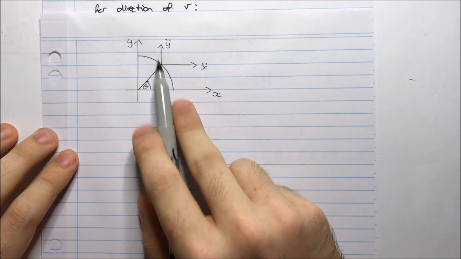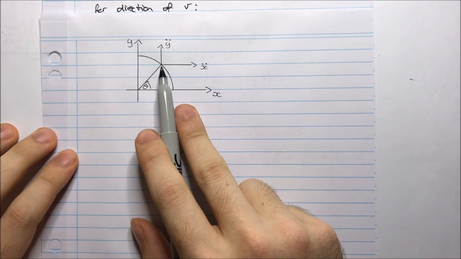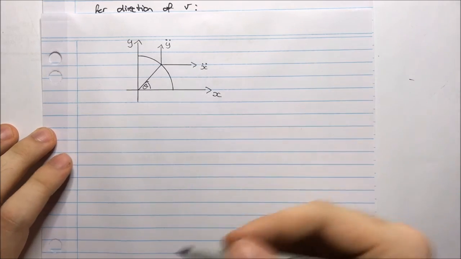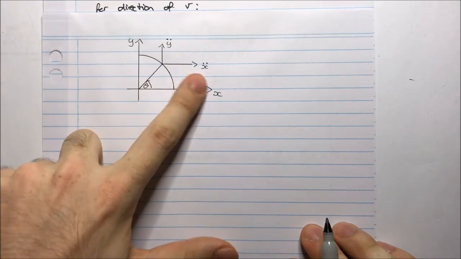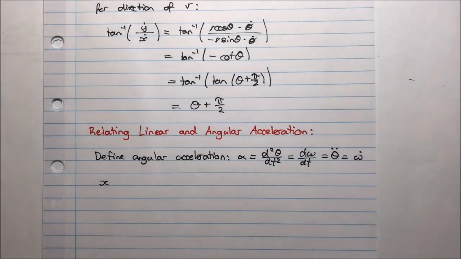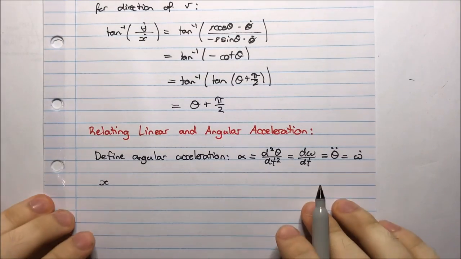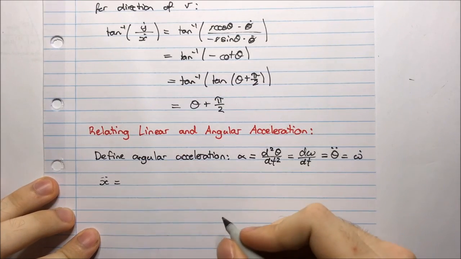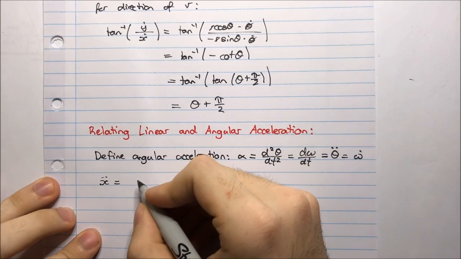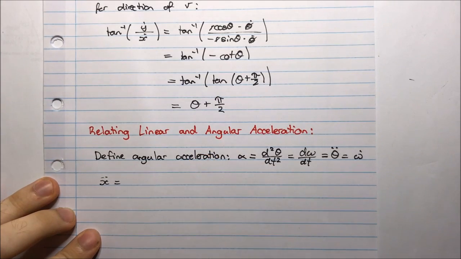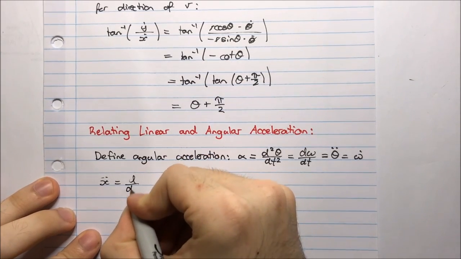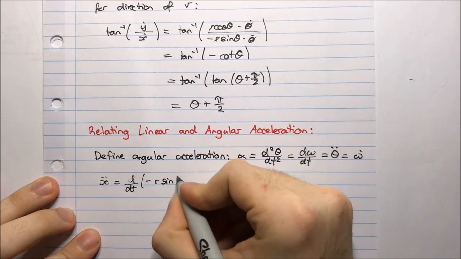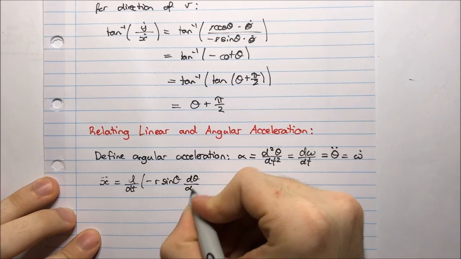The acceleration in the y direction is upwards, and the acceleration in the x direction is actually to the right, which seems counterintuitive, but once we do our next step, you'll see why this is actually drawn in this manner. So, x double dot, well that's the derivative of x dot with respect to time, and what was x dot? That was negative r sine theta d theta on dt, so d/dt of negative r sine theta d theta on dt.